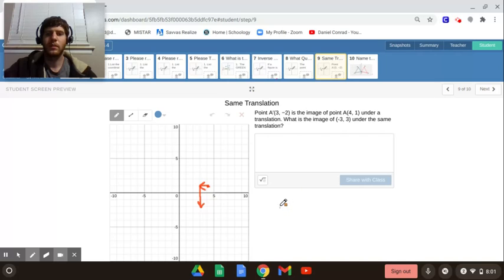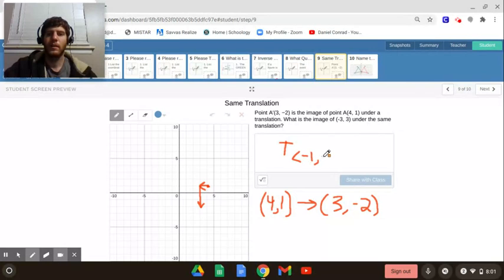So our translation to get there, right, we're going from 4, 1 to 3, negative 2. So that's a negative 1 for our horizontal shift, and then negative 3 for our vertical shift. We have to go left 1 and down 3. Okay, we then want to use the same.